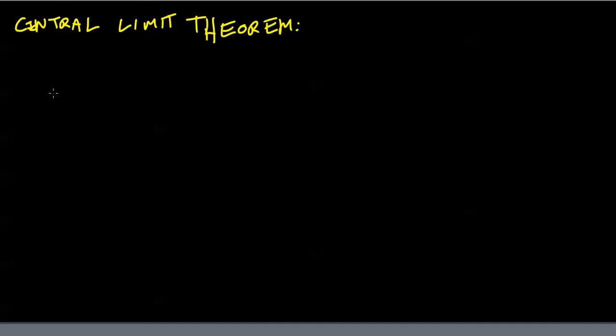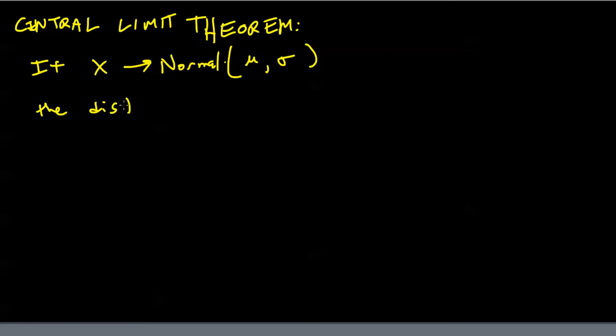It says if x has a normal distribution, in other words, x is a normally distributed random variable with some unspecified mean and standard deviation, the distribution of repeated sample means from that population is also normal, but with less of a standard deviation. Okay?